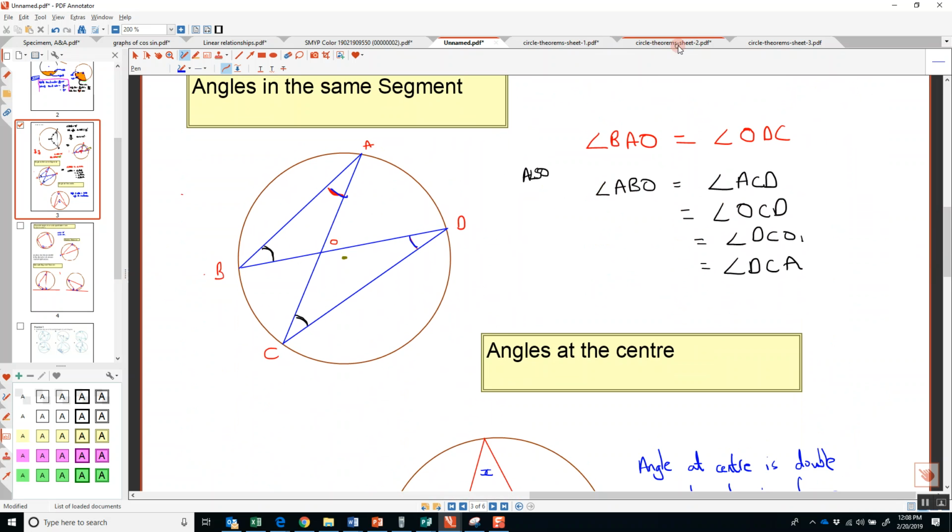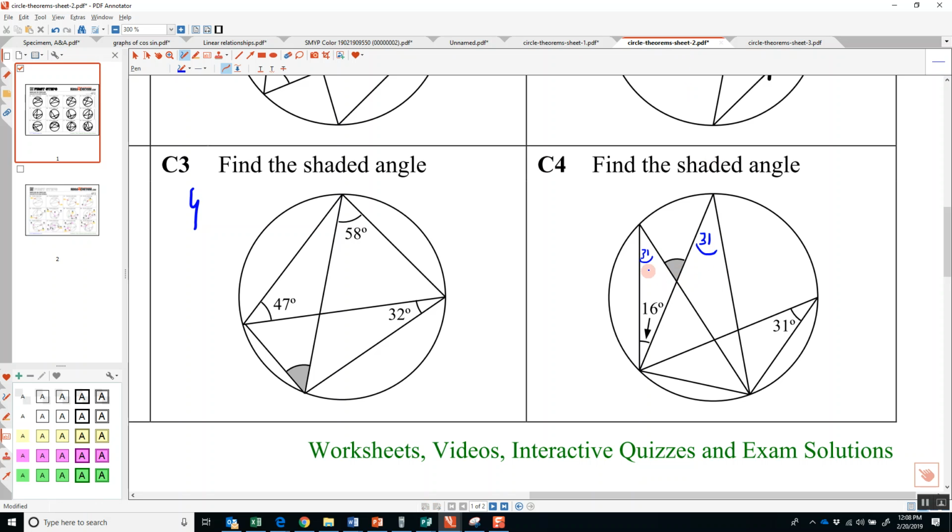So if these are the same, if I know this one is 16 and this one is 31, then I can work out this one, because angles in a triangle add up to 180. And then I can work out this one because angles in a straight line add up to 180 as well.